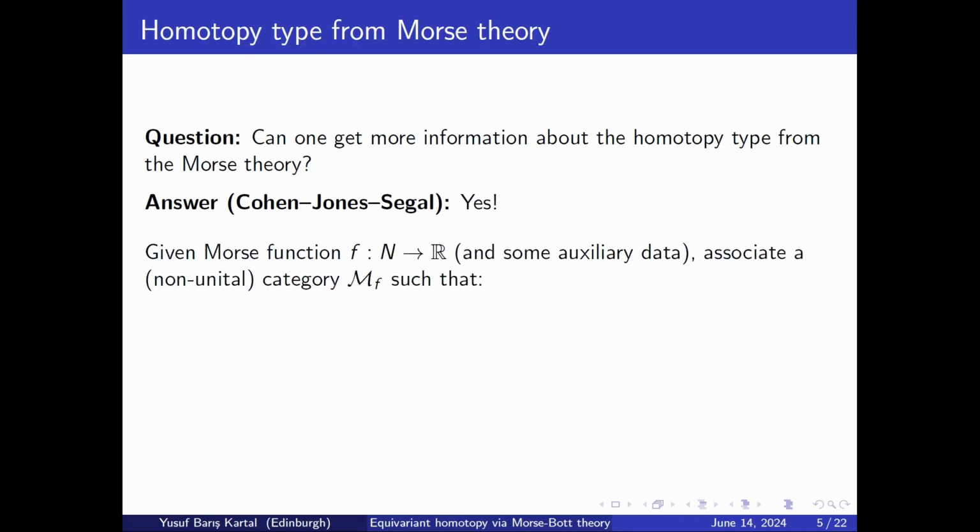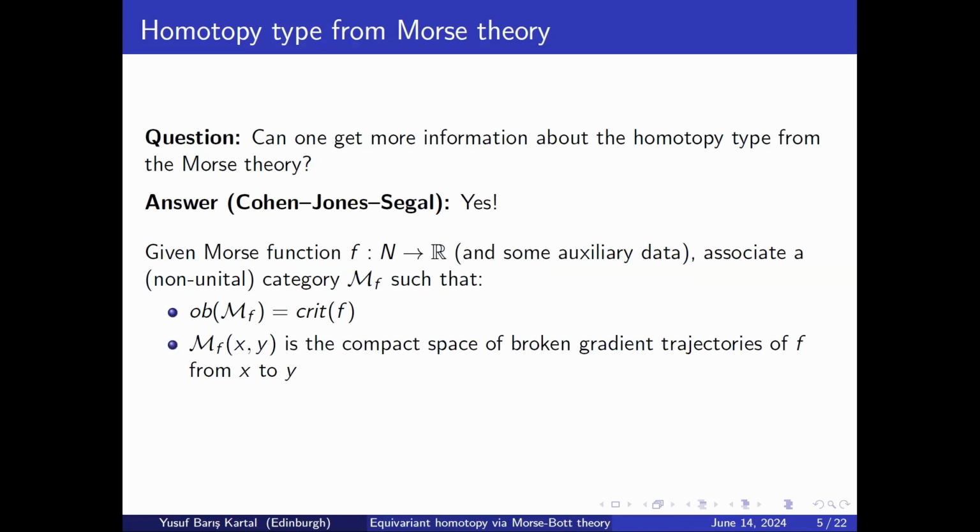So let's say you have a Morse function and you have some auxiliary data. I'm not going to tell what auxiliary data is in general, but for the Morse function case, it's just a generic metric. You can associate a non-unital category, call it math X. It's non-unital, it doesn't have units. It's directed. And the objects of this category are given by the critical points of it. There are finitely many of them, as it's Morse.